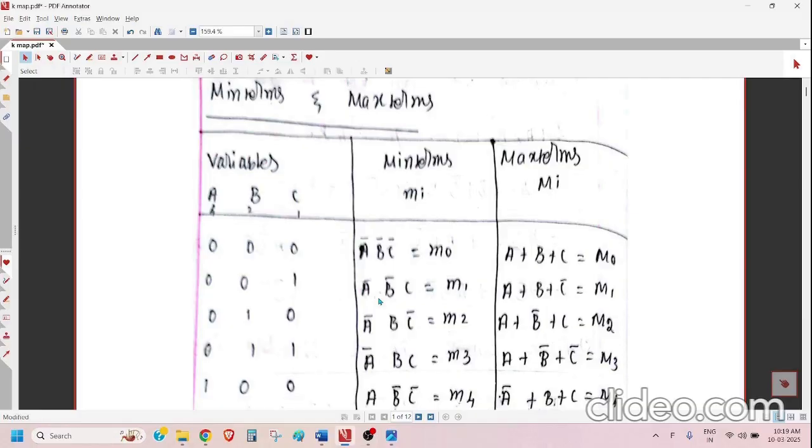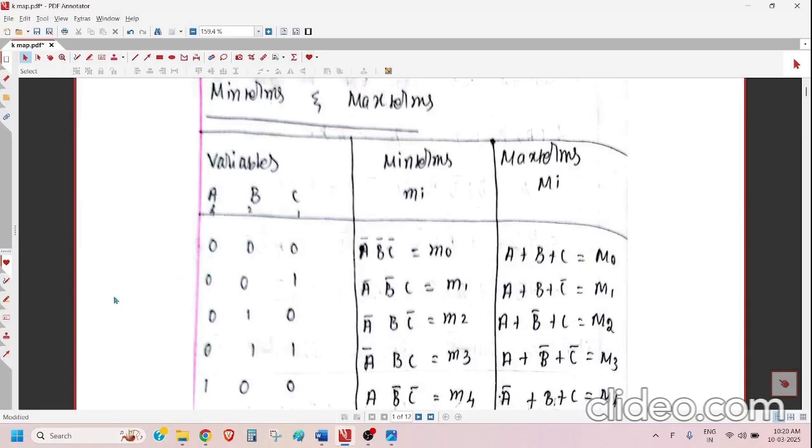So before entering the K-map concept, first we have to discuss min terms and max terms. That is, what are min terms and what are max terms. Before this, first you have to know what is SOP and what is POS. SOP means sum of product and POS means product of sum.